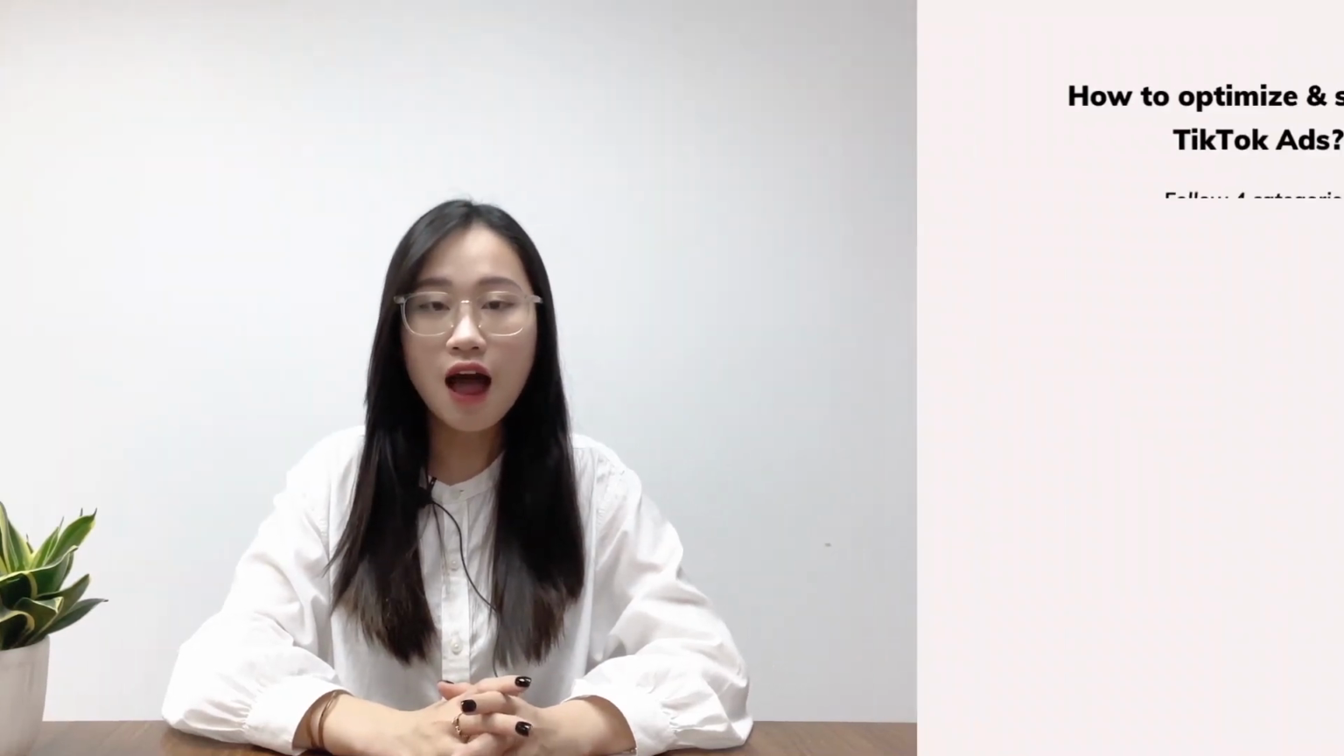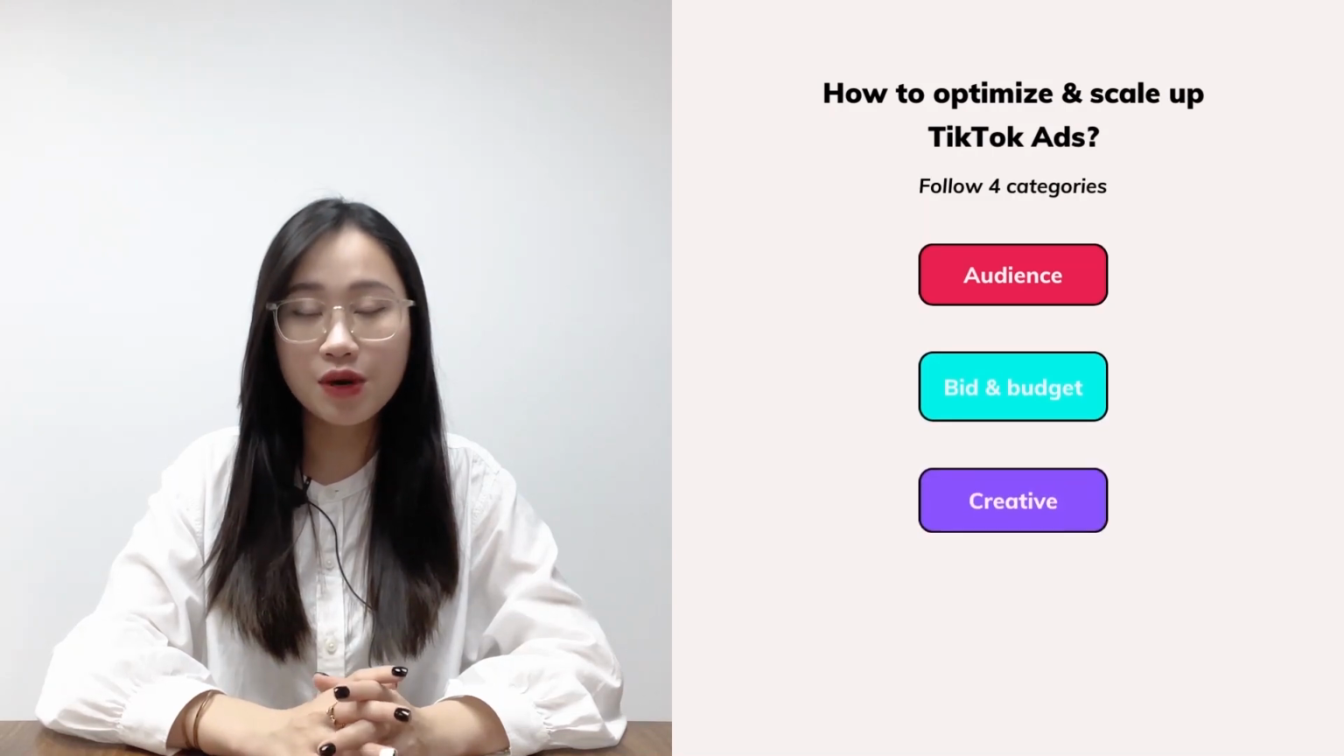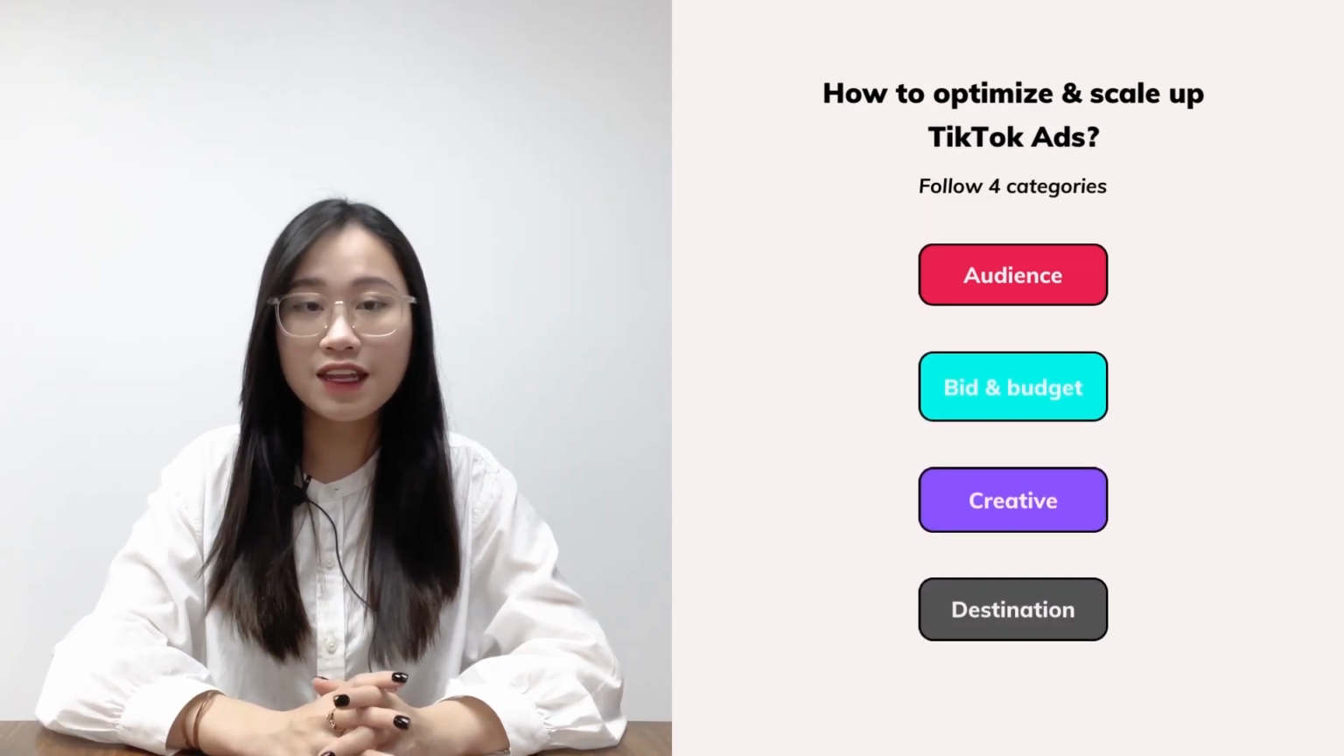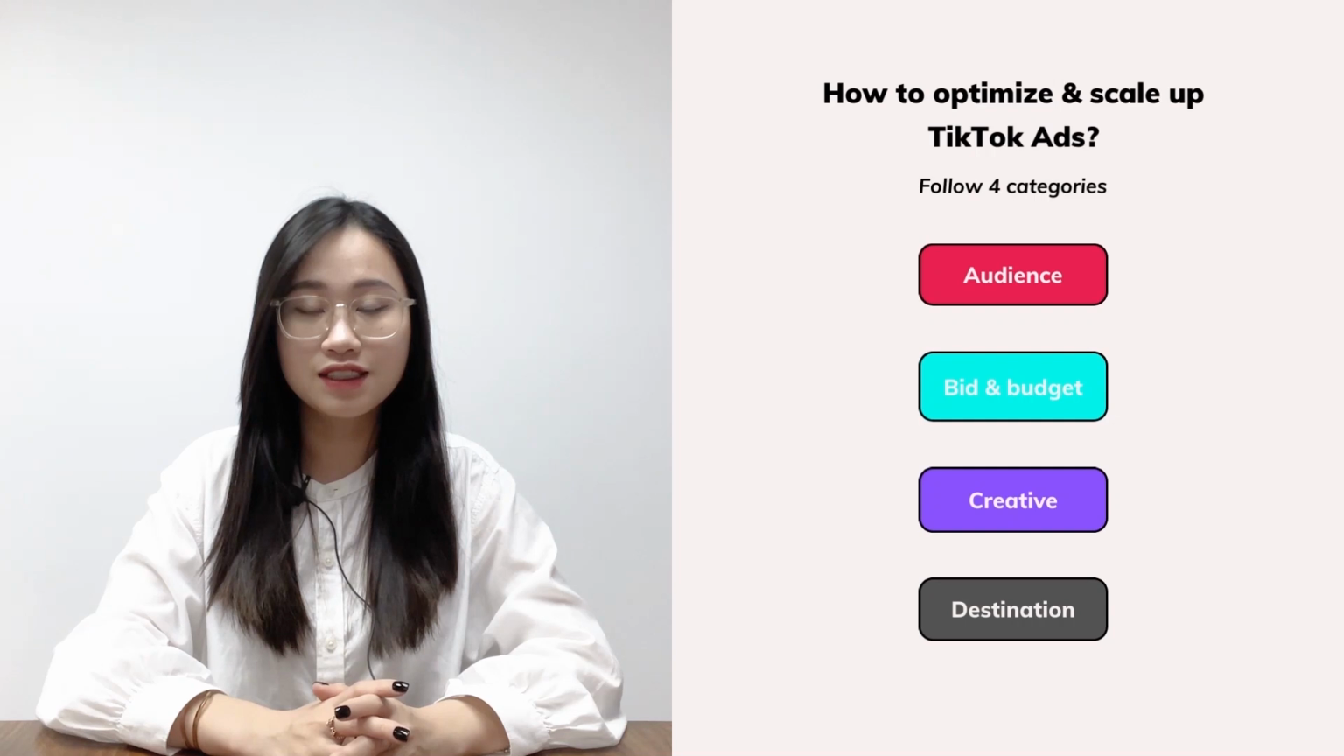So what should you do if your campaign is working well? Whether your campaign is working fine or not, to optimize and scale up the ads, we highly recommend to follow 4 categories: audience, bid and budget, creative, destination. Now let's dive into the details.